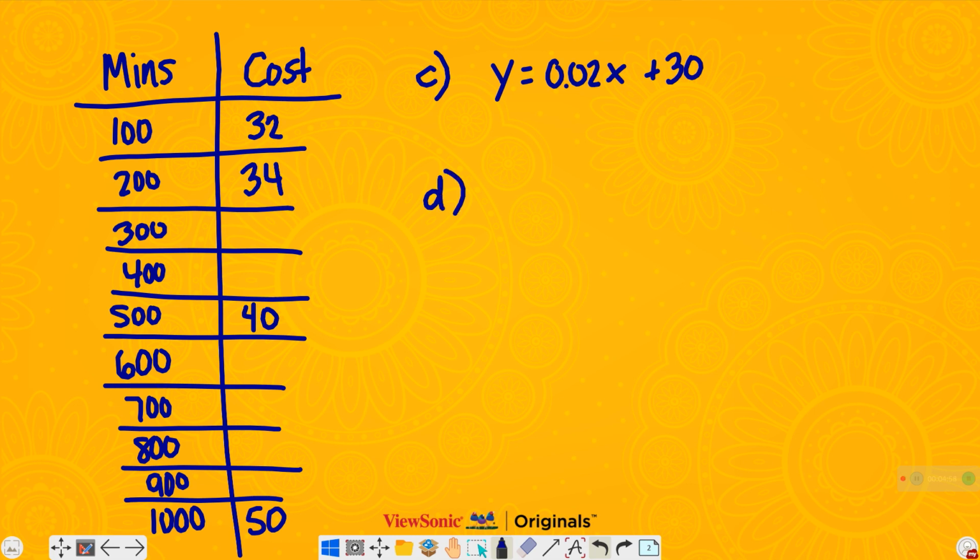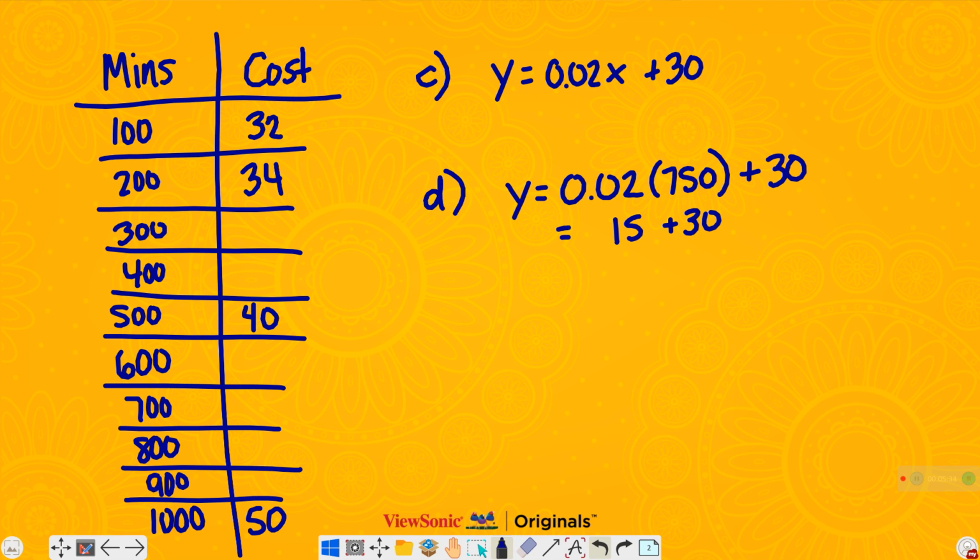D. Use the function to calculate the cost under this plan for 750 minutes of use. If this point were added to your graph, would it be above the line, below the line, or on the line? 750 was in minutes. Minutes is an input, so it goes in the X position. 750 times 0.02 is 15. 15 plus 30 is 45. That means that for 750 minutes, it will cost €45.